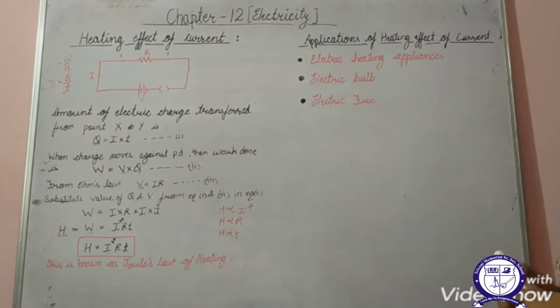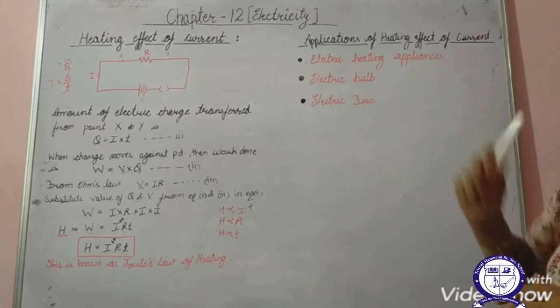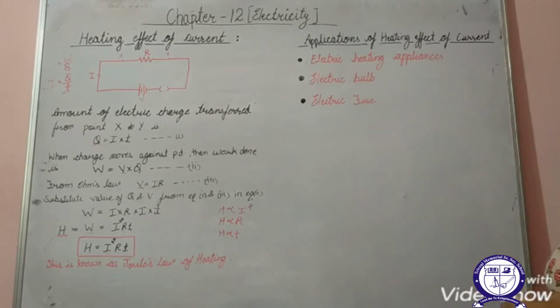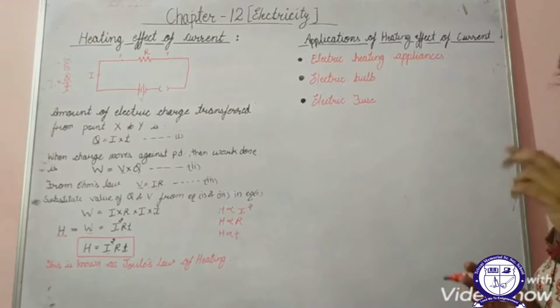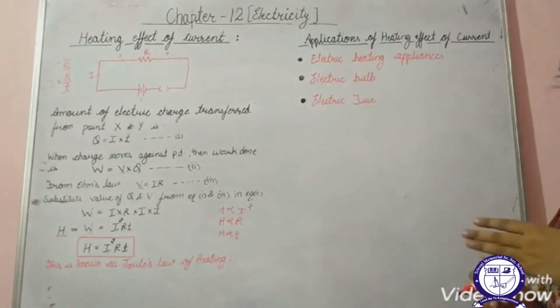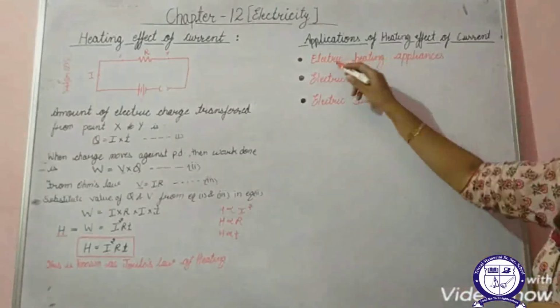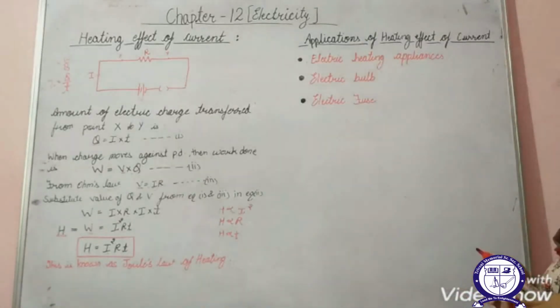Now how will it work? All these appliances consist of a high resistance coil made up of alloy. Basically we are using nichrome as an alloy for making that coil. That coil is known as the heating element. When the current passes through that heating element, it will dissipate a maximum amount of heat, because of which our heating appliances will work properly.